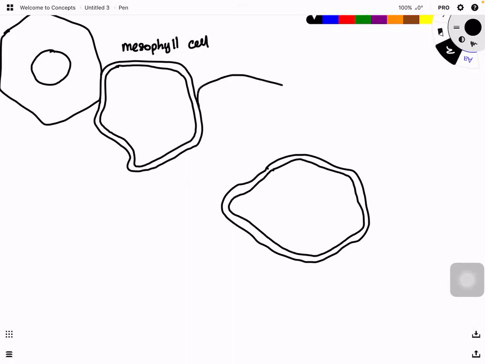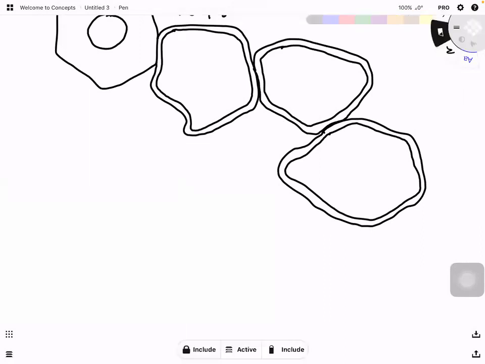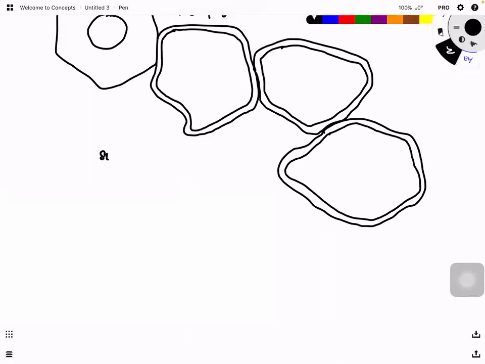Okay, so another one, they are loosely packed. And because they are loosely packed, it creates the air space. So this air space is termed as a substomatal cavity. Okay, then we do have another, the final layer of the cells here is termed as the lower epidermis.